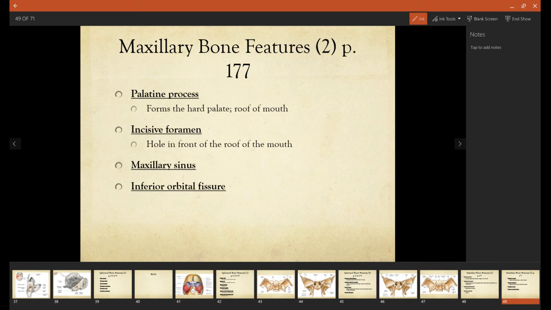We also have a palatine process. So this is what forms the hard palate or the roof of the mouth. These actually come from the maxillary bones. The incisive foramen is just named after the incisors, which are a type of teeth where this hole is found next to. But this is at the front of the roof of the mouth.